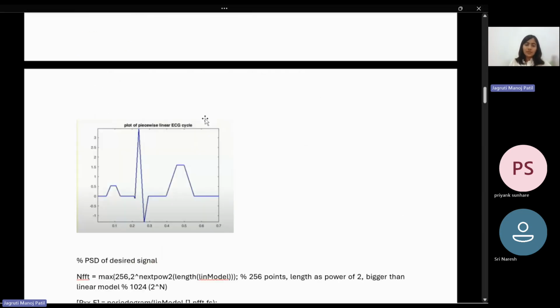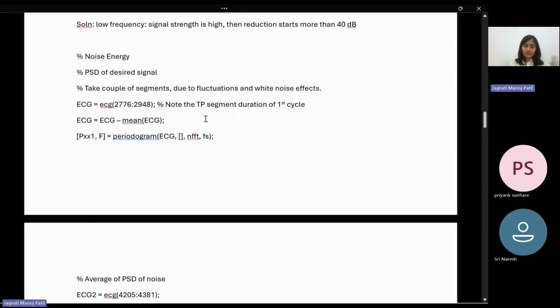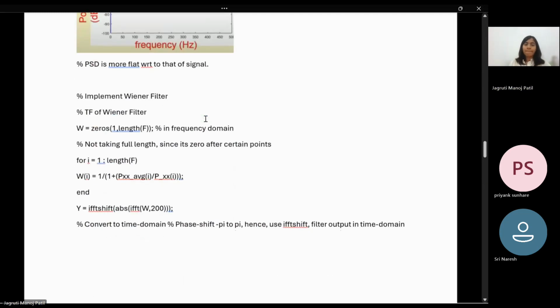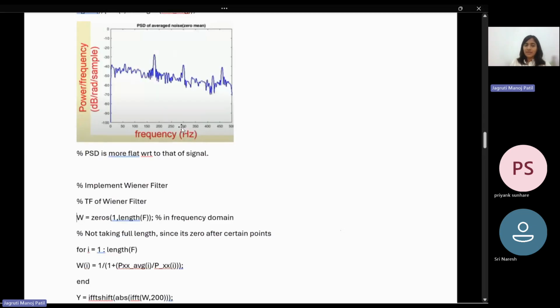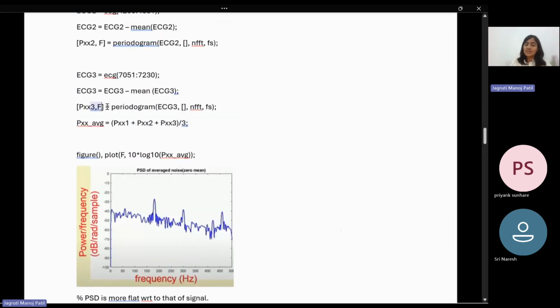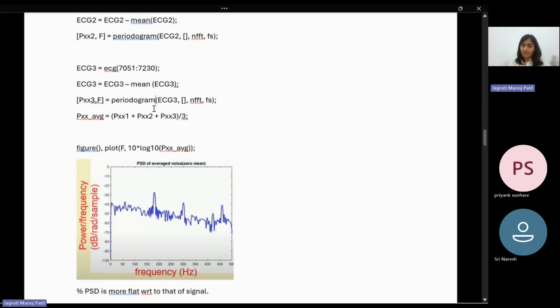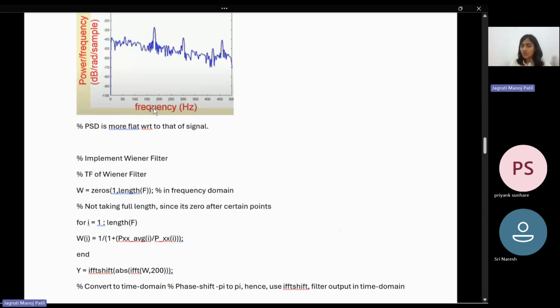So here, define a particular array as zeros of 1 to length of f. What is this f? F is the frequency axis of your periodogram, because even now you're working within the same range as previously, which is nothing but 700 points only, and you took the frequency axis corresponding to those 700 points only. We're not taking the full length since it's zero after a certain point. So for now, we are just taking the first segment that we started off with.